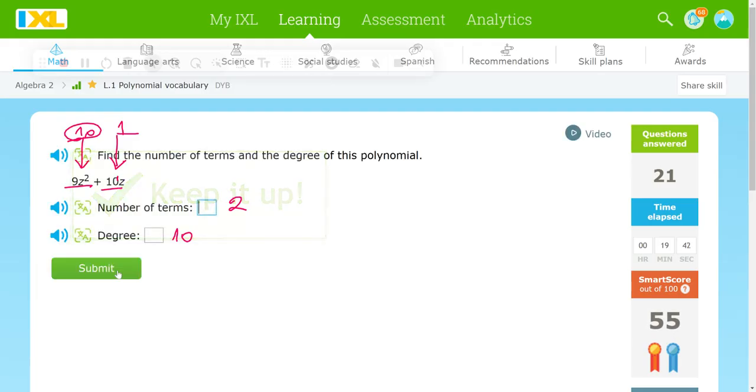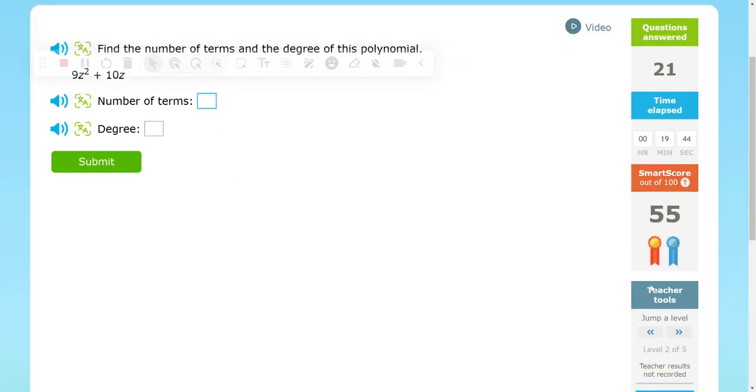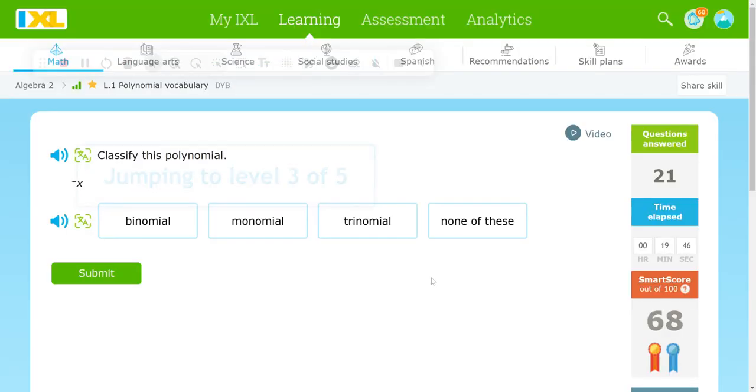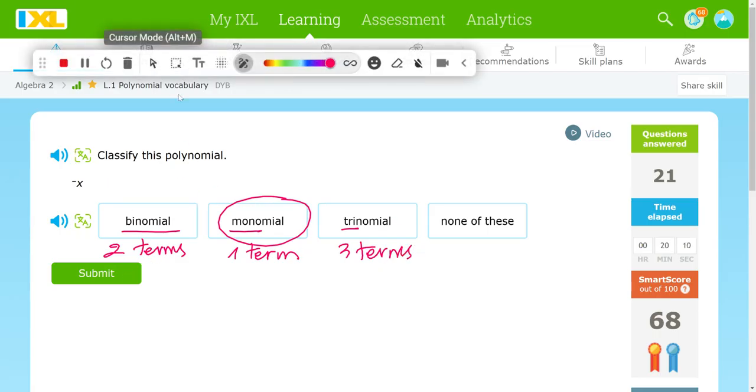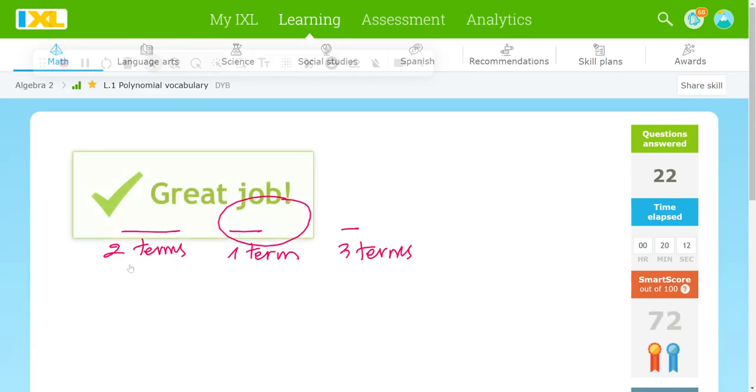All right. Should we move on to level 3? Yes, we should. Okay. So now take a look over here. You have one term, all right? One term is called mono. So this is one term. So I would choose this option. Binomial means 2 terms. Trinomial means 3 terms. All right. So I choose 1 term, monomial. All right.